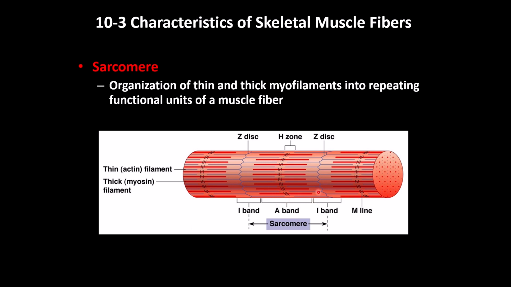And finally, the I band is an area that contains only the thin filament. So in the middle of the I band, you can see the Z disc, but there is no thick filament in this area.